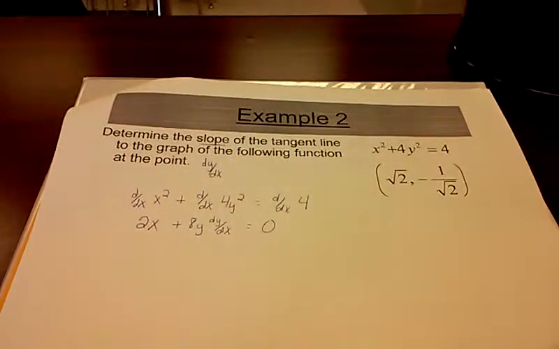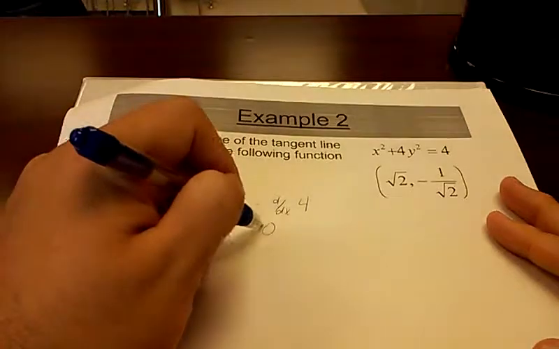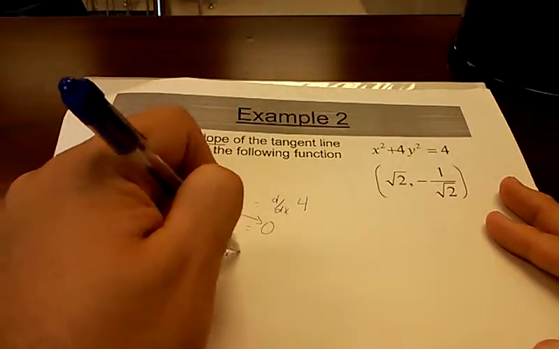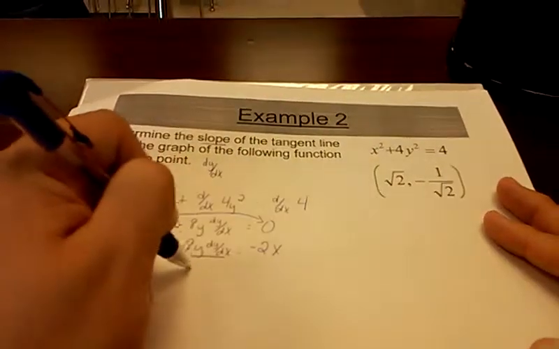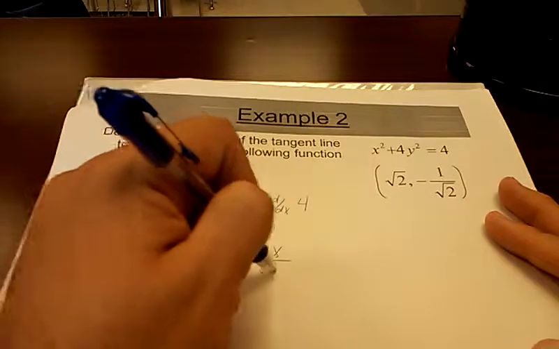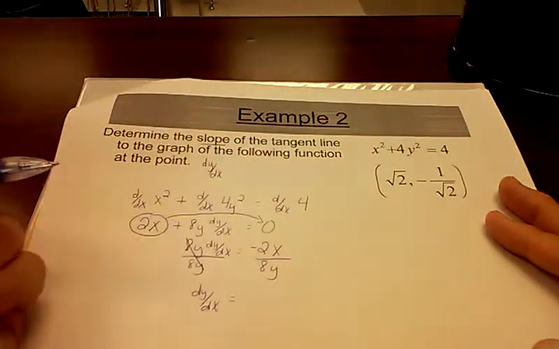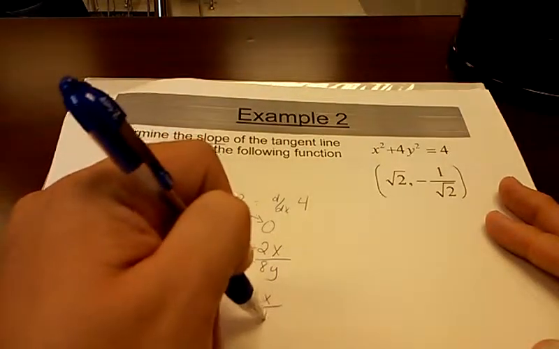Remember, your goal is to get the dy over dx on the left-hand side. Anything without a dy/dx, in this case the 2x, needs to go to the other side. So I'm going to have 8y dy over dx equals negative 2x. And then to solve this for dy over dx, I'm going to divide by 8y. And so dy over dx, or the derivative of y with respect to x, simplified would be negative x over 4y.